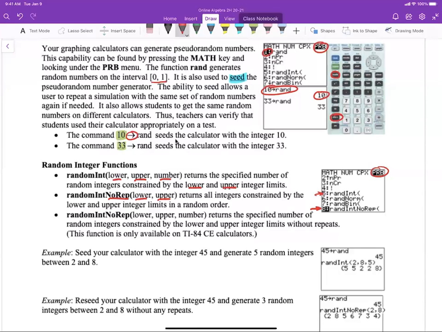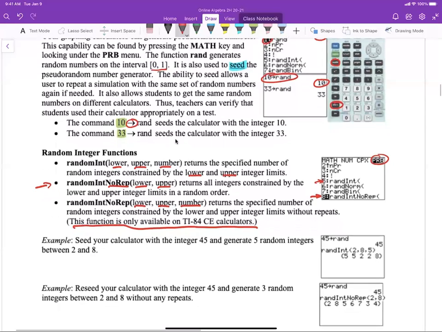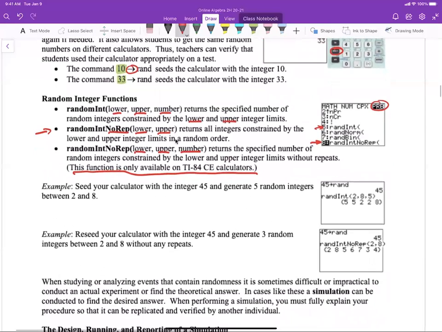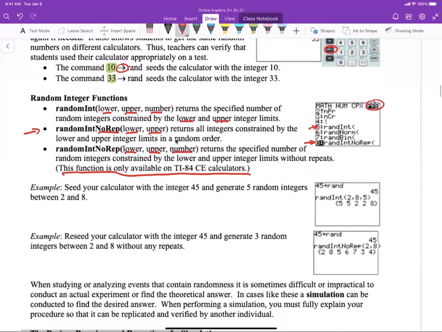Some calculators only have this, where I have a TI-84 CE calculator, and I can give it a lower and upper and tell it how many numbers I want. Okay, so let's do some examples and use these functions, seed our calculator, and use these random integer functions to generate some random numbers. And you should get the exact same number that I get.